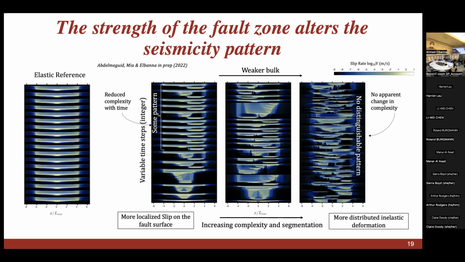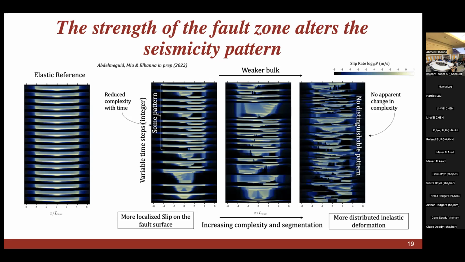And this is actually associated with what we just mentioned related to partitioning of deformation. In a strong bulk, you get more localized deformation of the fault and less plasticity accumulating in the bulk. But in the weaker bulk, you get more distributed deformation.